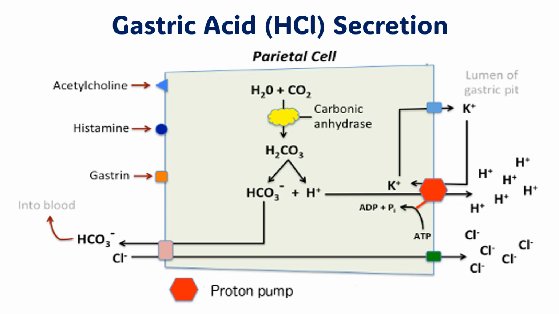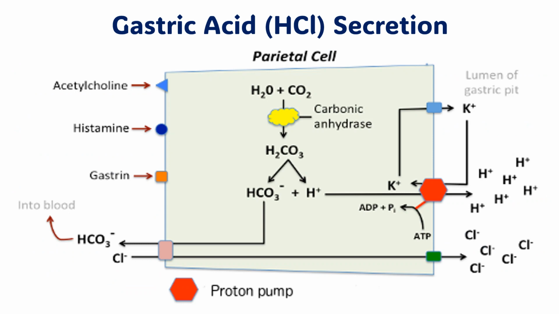This H plus moves out in exchange for potassium through a proton potassium ATPase channel. So H plus goes out into the lumen and potassium comes inside. This potassium normally moves in a cyclic manner. So this H plus will be there.